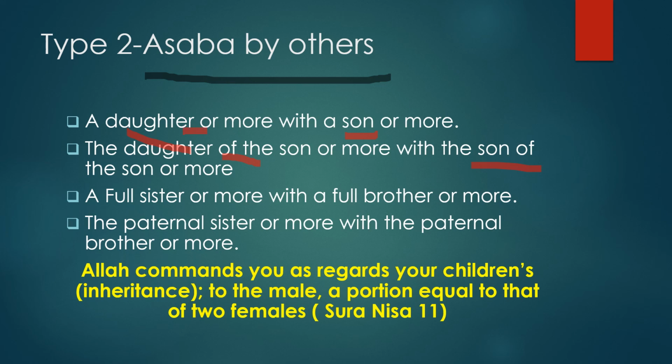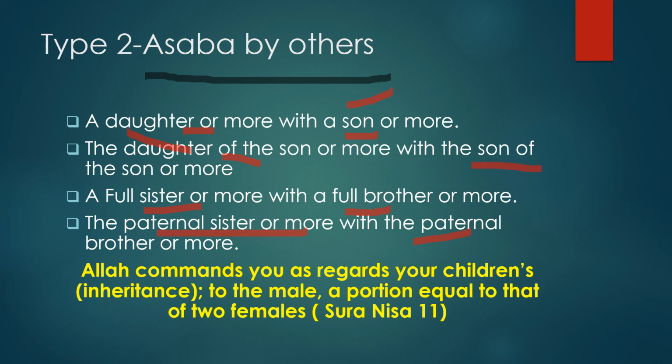So a daughter will be asaba only by the son, and the daughter of the son will be asaba only by the son of the son. A full sister will be asaba only by a full brother, and a paternal sister will be asaba only by a paternal brother. So you have to note it. In these four cases, it is mentioned in the Quran.